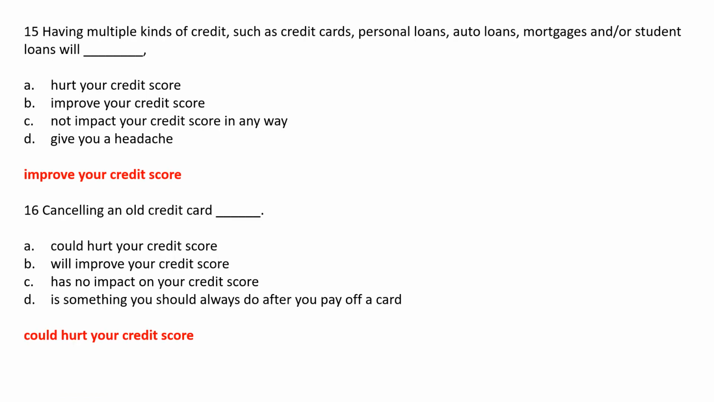MCQ number 15. Having multiple kinds of credit such as credit card, personal loan, auto loans, mortgage and or student loan will help you hurt your credit score, improve your credit score, not impact your credit score in any way, or give you a headache. The correct answer is it is going to improve your credit score. So having multiple kinds of credit such as credit card, personal loan, auto loans, okay, these various types of loans will improve your credit score.